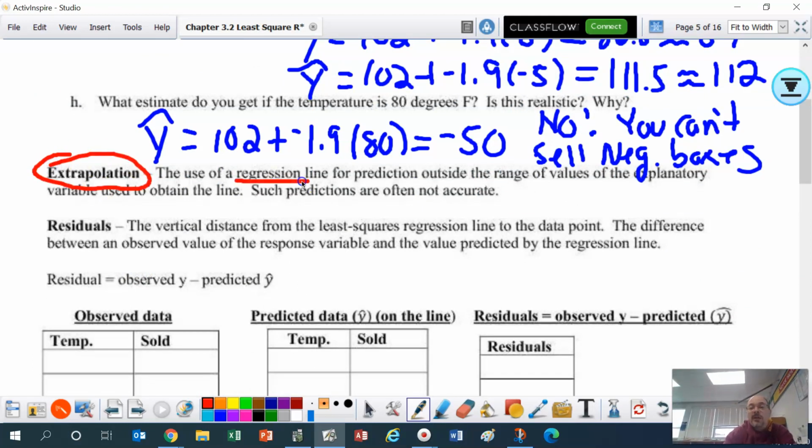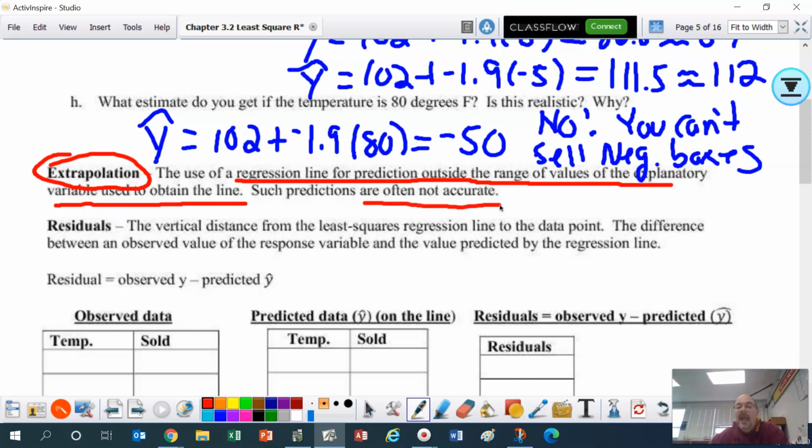The use of a regression line for prediction outside the range of values of the explanatory variable used to obtain the line. Such predictions are often not accurate. Okay, they are not accurate. Again, extrapolation, I guarantee you're going to see that word on a test. If you've watched the news, I've seen that word used so much in the last year or two. It's incredible how much that word gets used. So get to know that word.